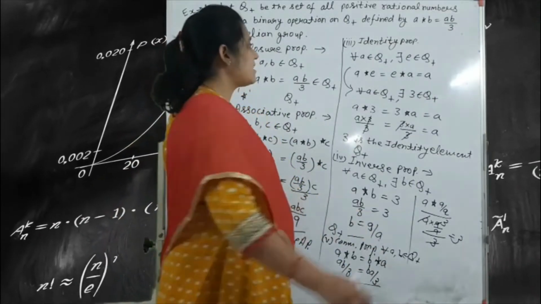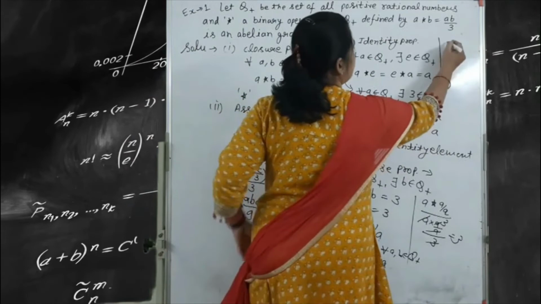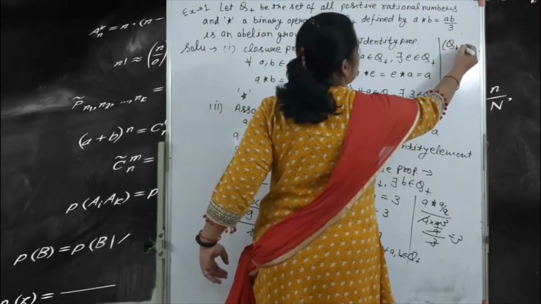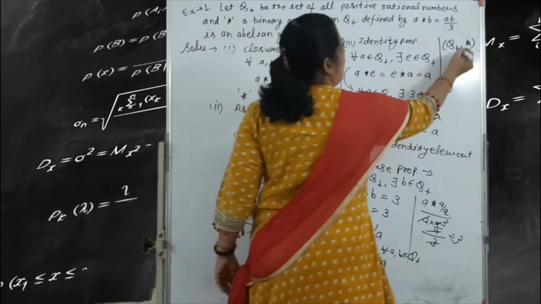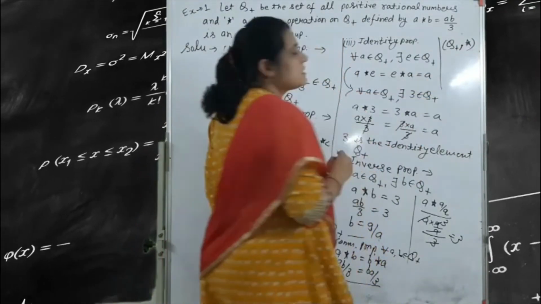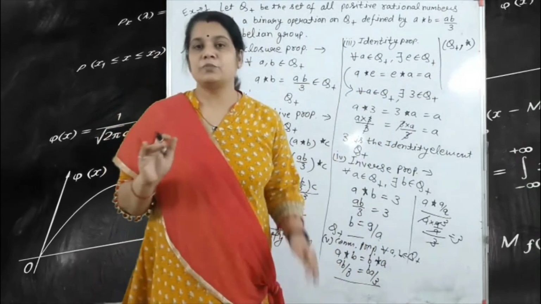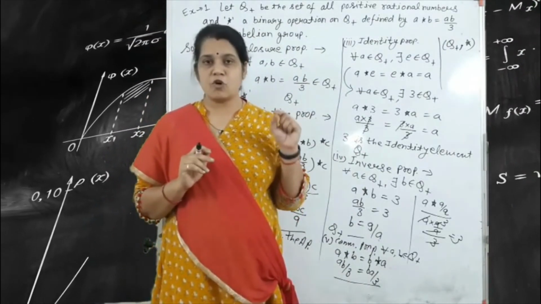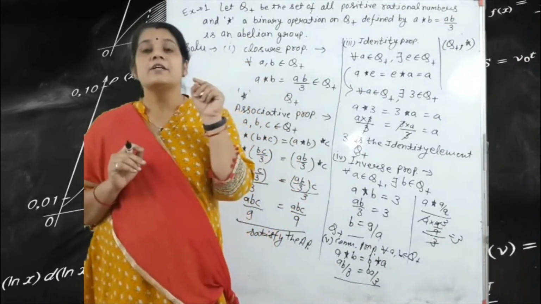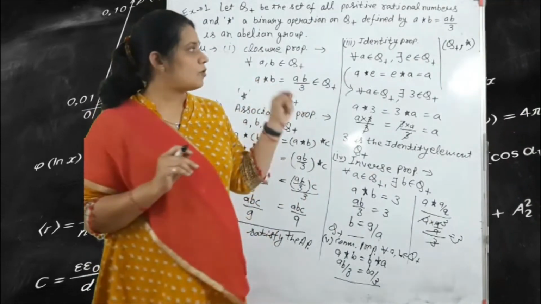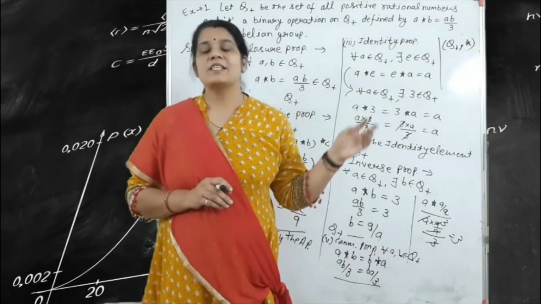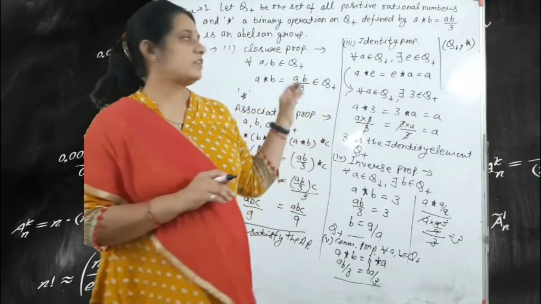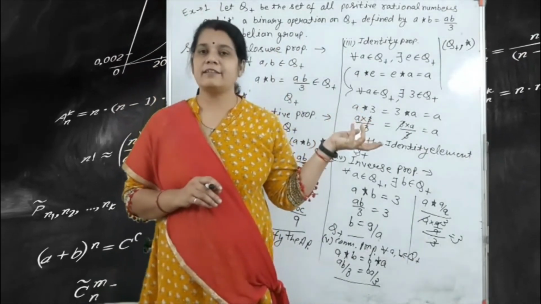Then what is the final answer? We can say that Q plus with operator star is an abelian group. This is the final answer. So always write in the answer: Q plus, comma, star is an abelian group. Okay, so this is a very important example for finding the group and the abelian group.